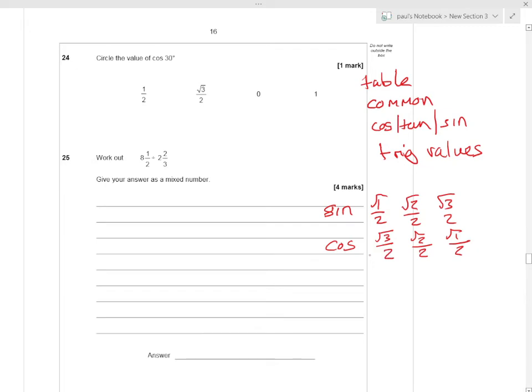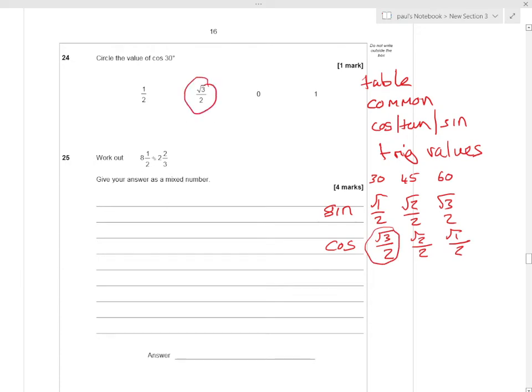So we're interested in cos 30. So this is 30, this is 45, and this is 60. It's a table to memorize. And cos 30 is this one, look, square root of 3 over 2.